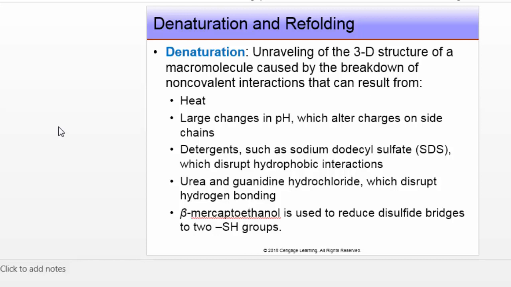Denaturation refers to the unraveling of the three-dimensional structure of a macromolecule caused by the breakdown of non-covalent interactions that can result from heat, large changes in pH, which alter charges on the side chains, detergents such as sodium dodecyl sulfate, which disrupt hydrophobic interactions, and urea and guanidine hydrochloride, which disrupt hydrogen bonding. If the protein contains disulfide bonds, then we need a chemical called beta-mercaptoethanol to reduce the disulfide bridges to 2 SH groups.